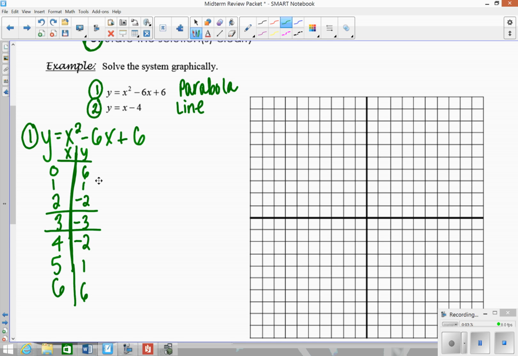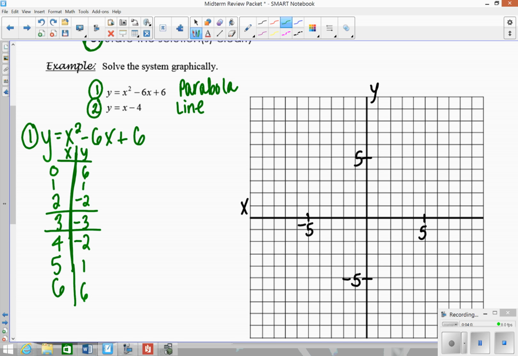So then on my graph, remember I said we have to label our axes, draw in the axes if they're not drawn in. Put a scale on there, so I'm just going to go up by 5. So 1, 2, 3, 4, 5, and again 1, 2, 3, 4, 5 in each direction.